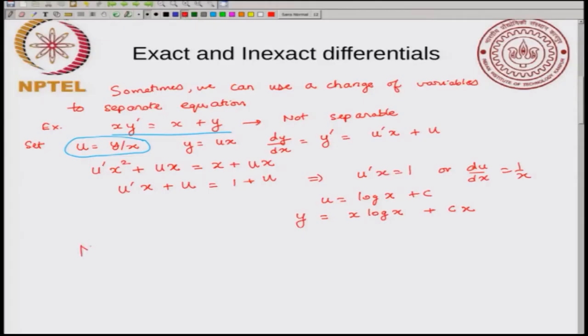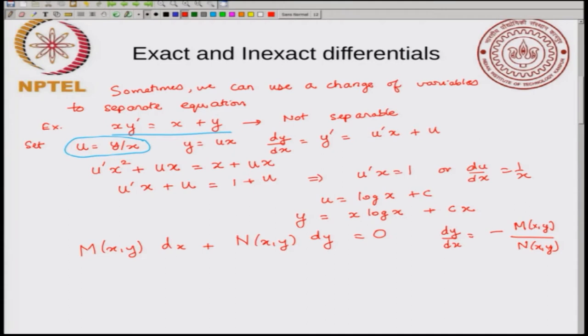And here, what we will do is rewrite the differential equation in a slightly different form: m of x y dx plus n of x y dy equal to 0. I just rewrote the differential equation. Not every differential equation can be written in this form, but let us assume that you can. Notice that this basically implies dy by dx equal to minus m of xy divided by n of xy. So, it is an explicit differential equation. If you can write an expression for dy by dx, then you can write it in this form.